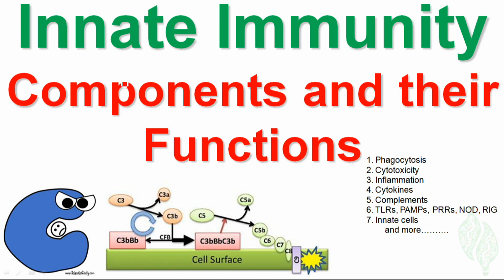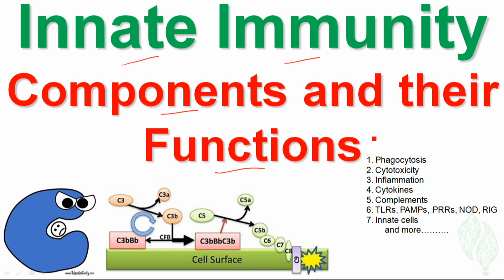Hello friends and viewers. In this video I am going to talk about the innate immunity and its components and how these components are functioning in our body. From my previous videos, we now know that there are two types of immunity or immune response, the innate and the adaptive. The innate is a very non-specific type, inborn and existing from birth, and does not change over age and does not have memory.